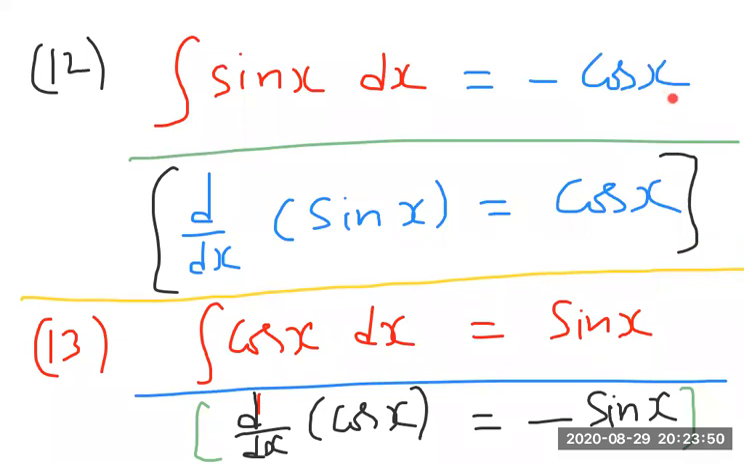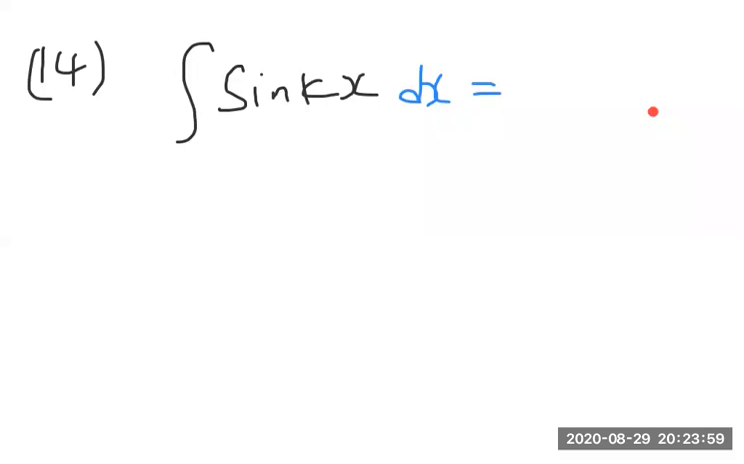Integral sin x dx is minus cos x. So integral sin x dx is minus cos x means, obviously, integral sin kx dx I can also write as minus cos kx. Fine. But here, if you observe, kx is there, so this constant you have to divide.